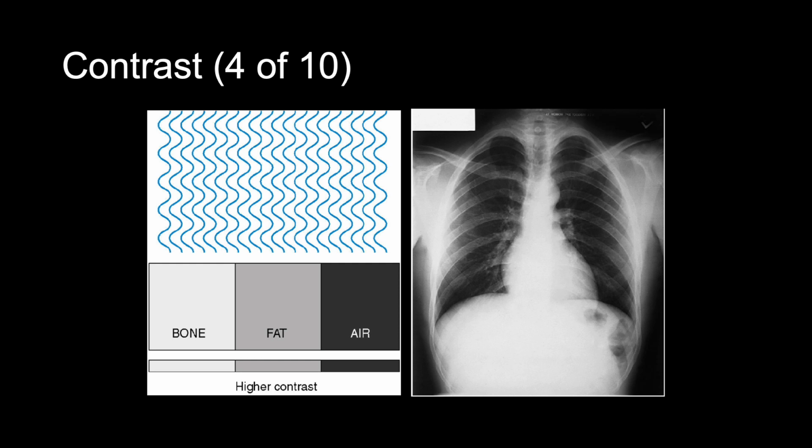So bone is going to appear white on the image. Fat will appear gray. Air will appear black. So if you look at the image of the chest x-ray, this is high subject contrast. The chest is an area of high subject contrast because there is great variation in tissue composition. Because we have bone, fat, and air all inside of the thorax, that is going to give us that higher contrast, which are different shades of gray.